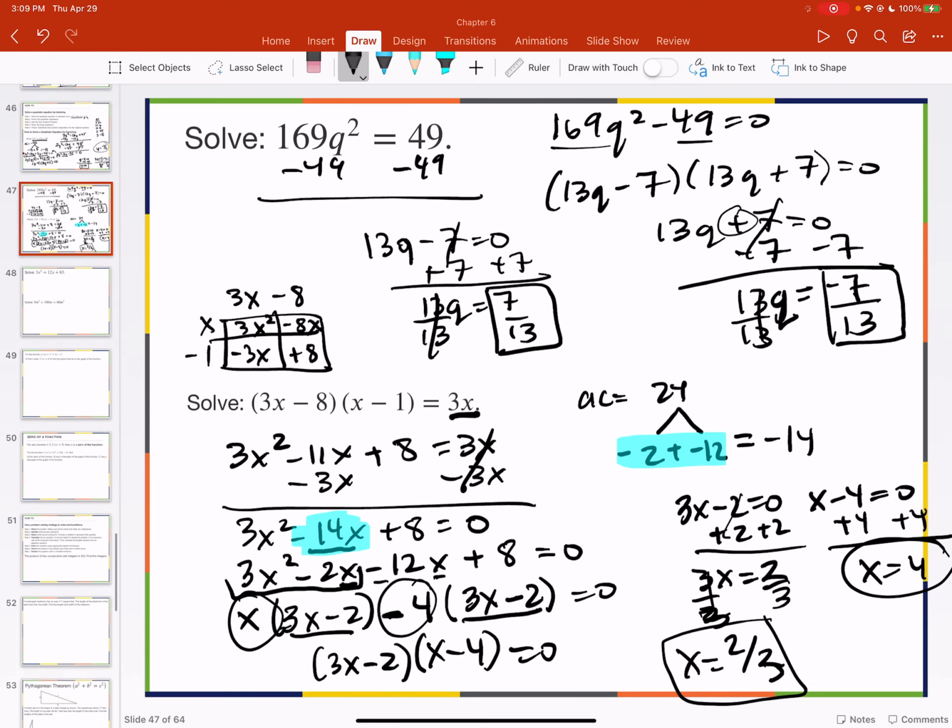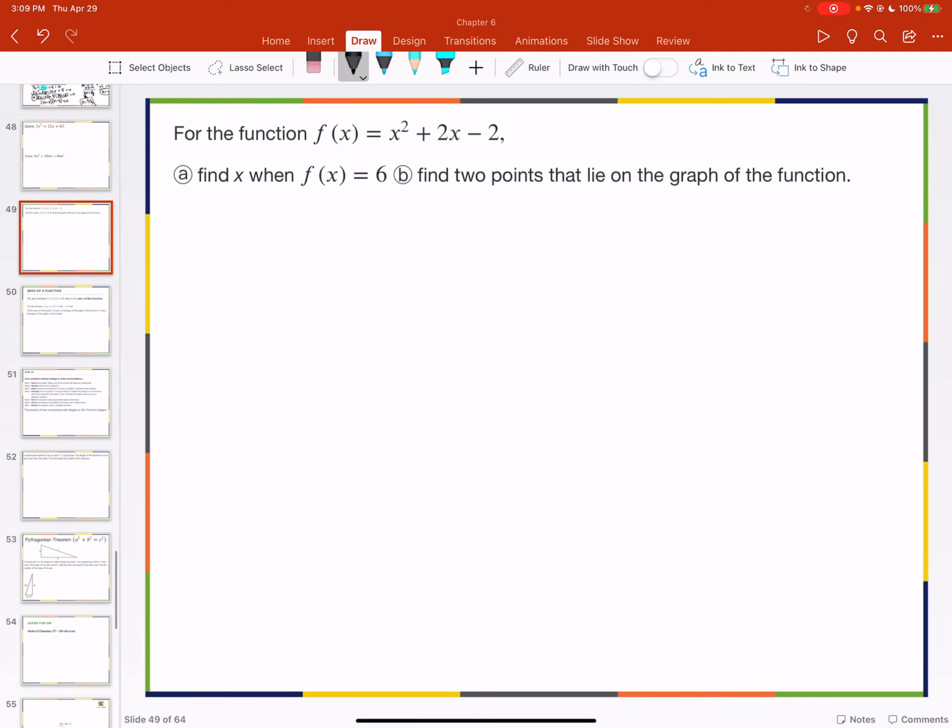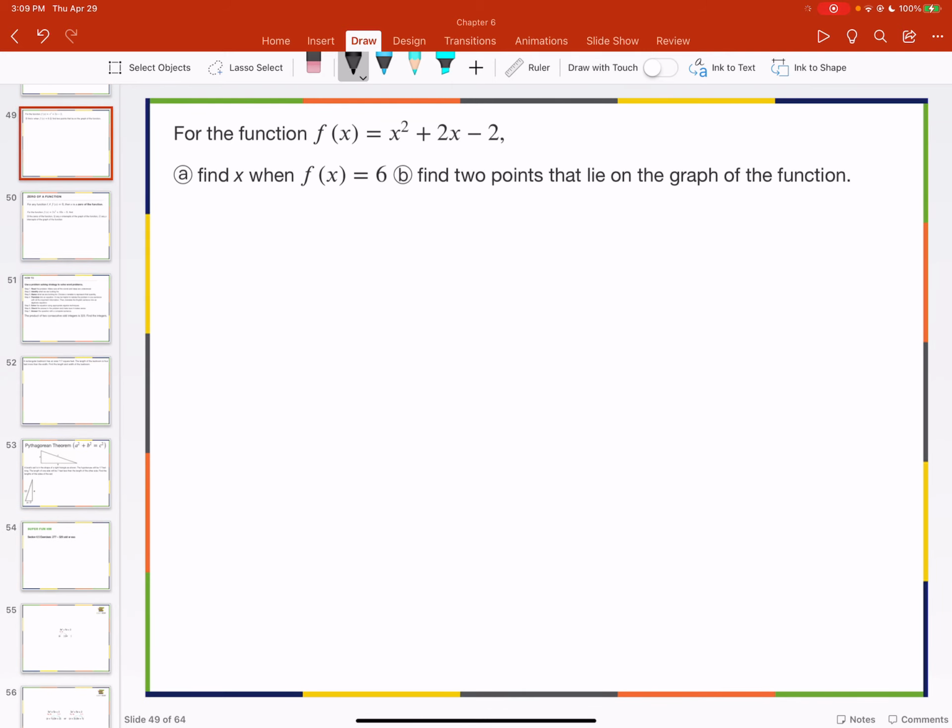Okay, let's see here. Here's a different type of problem that could be given to you. Suppose you have the function f of x is equal to x squared plus 2x minus 2. Can you find x when the value f of x is equal to 6? So what does that mean? Literally what that means is f of x is equal to 6. So we take that and we say 6 is equal to x squared plus 2x minus 2. So you see what we did here? Because they told us f of x is equal to 6, instead of f of x, I'm writing the 6.